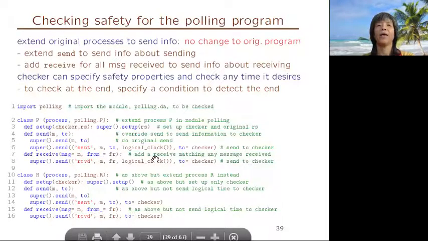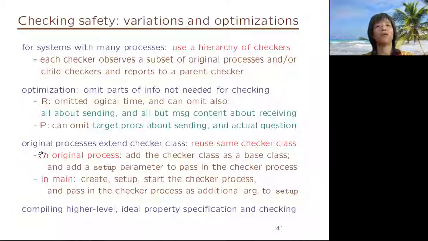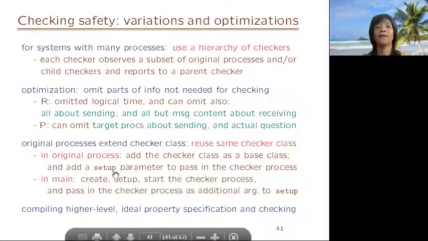processes. Okay, and here we can also let the original process extend a checker class. This way you define the checker class and different original processes, right? Different implementations of the same algorithm could extend it. And there you have to do a small change to the original program. In each of the original processes, you need to add the checker as a base class. And in the setup, add an extra parameter to pass in the checker.